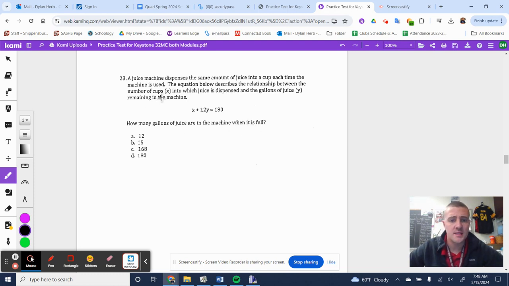Okay, so X is the number of cups, and Y is the number of gallons remaining in the machine. So if it's full, then that means it has all 180 gallons. So that 180 would be our answer there.